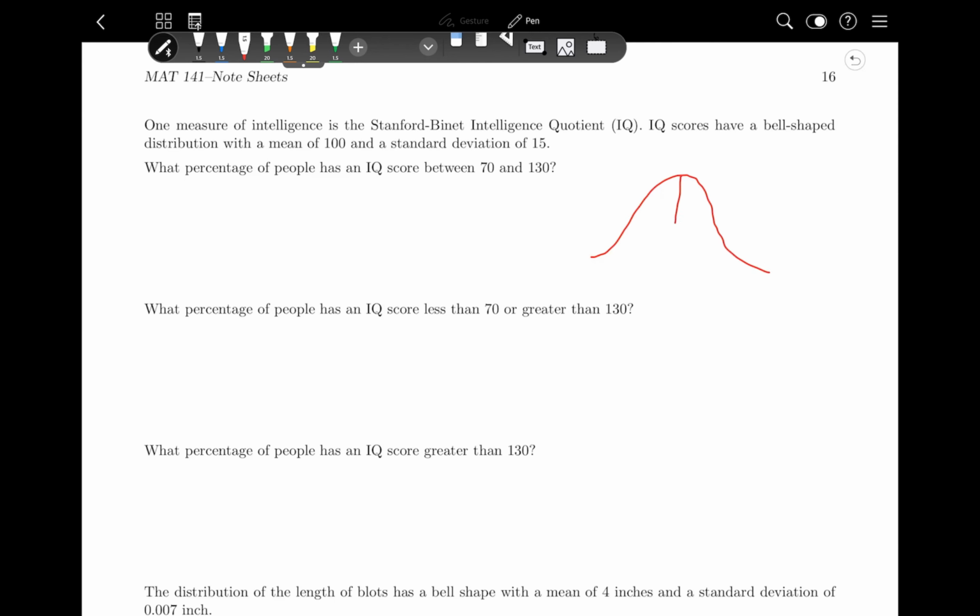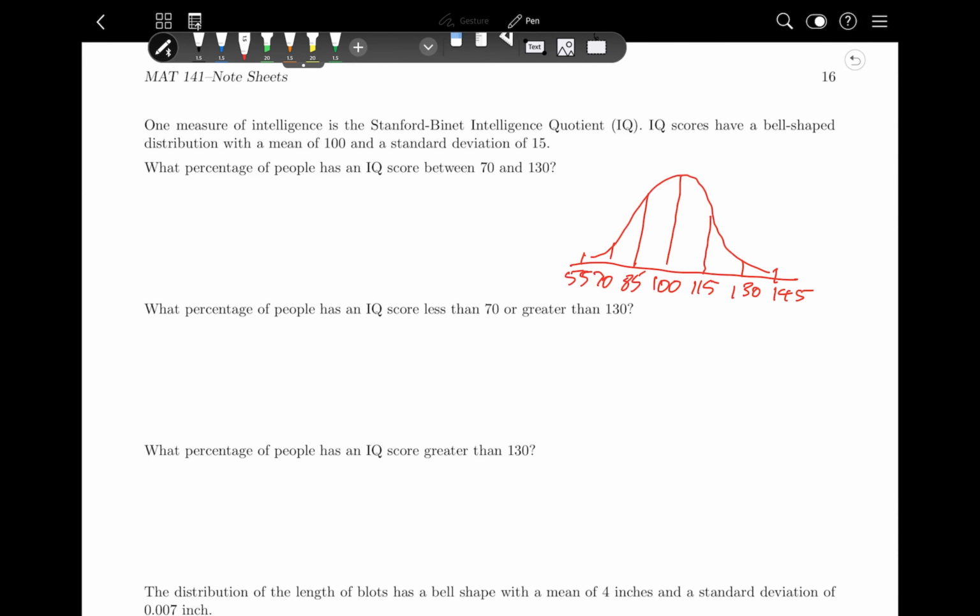So I've got my bell-shaped graph, and I could write out the standard deviations. So I'm starting with 100 in the middle, and I'm adding 15, which is 115, adding 15 again, that's 130, adding 15 again, that's 145, and then subtracting 15 is 85, subtracting 15 is 70, and subtracting 15 is 55.